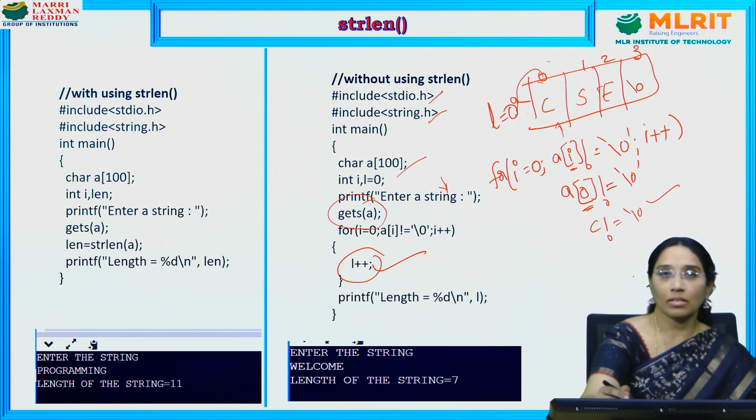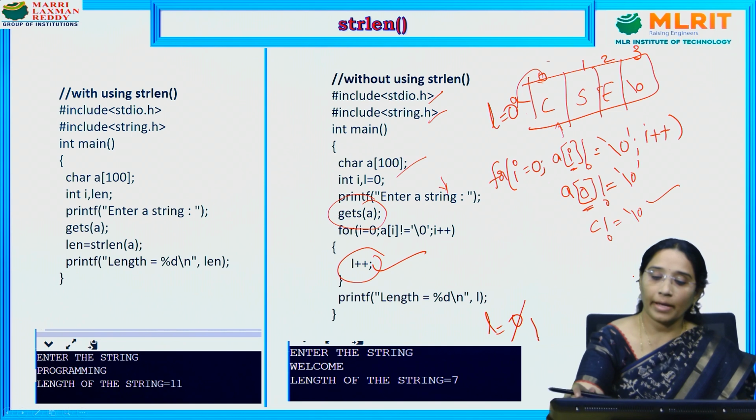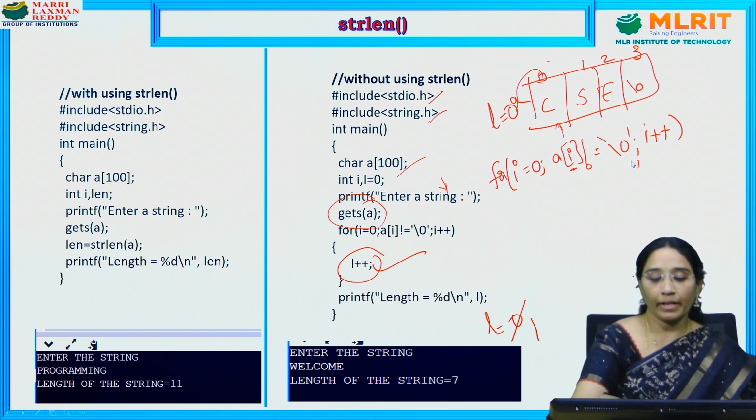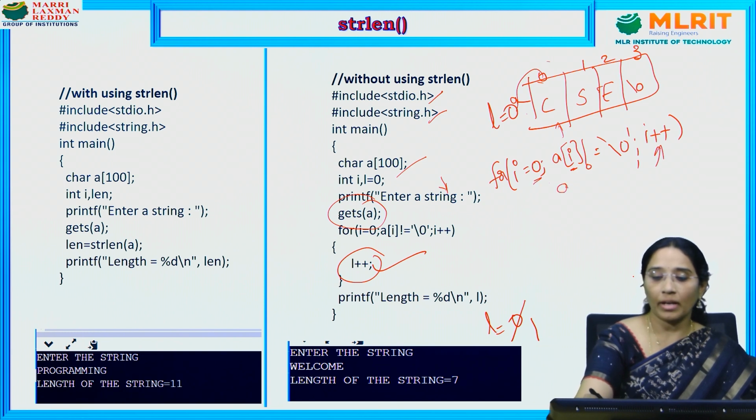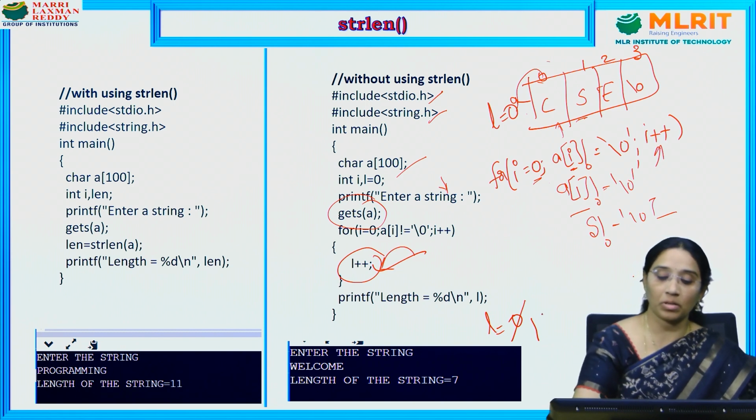Initially, length L is 0. So now L is 1. Next, after that, i++, i becomes 1. Initially i was 0, now i is updated. i is 1. A[1] not equal to null character. A[1] is S. S not equal to null character. Condition true. So now control will enter inside the body of the loop. L++. Now L becomes 2.